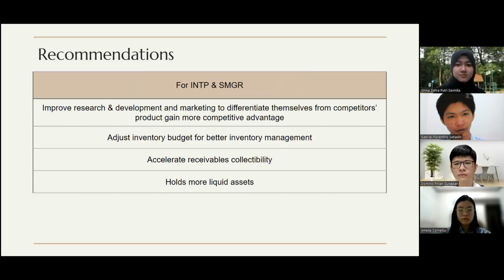Next slide. And here are some recommendations that we give for INTP and SMGR. First, INTP and SMGR need to improve research and development and marketing to differentiate themselves from competitors' products to gain more competitive advantage. And second, they can adjust the inventory budget for better inventory management, so there will be no oversupply or excess inventory stock. The third one is to accelerate the collectibility of receivables. And fourth, or the last one, is to hold more liquid assets so it can maintain its liquidity. Next slide.